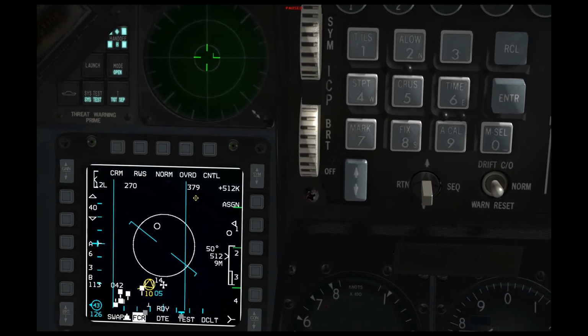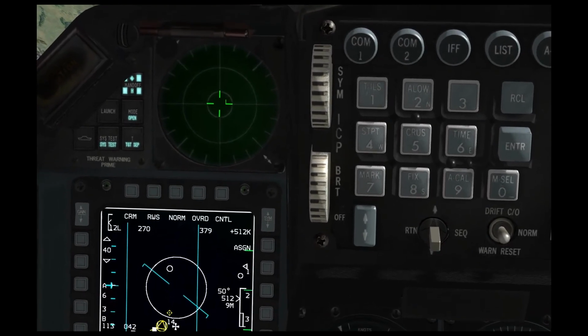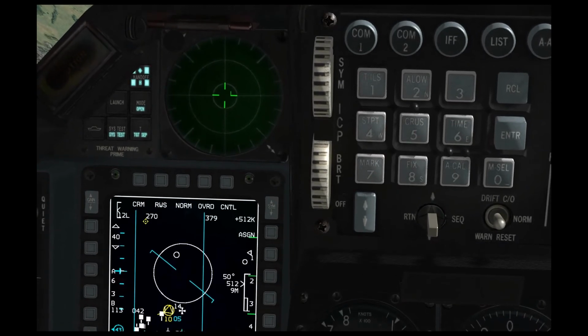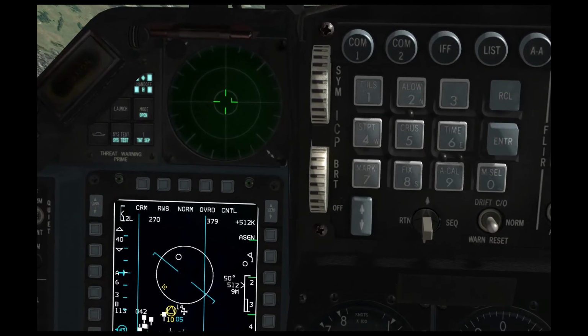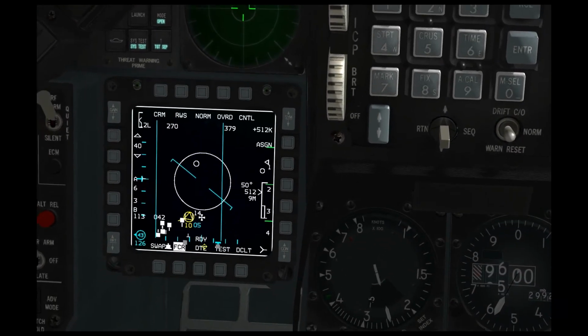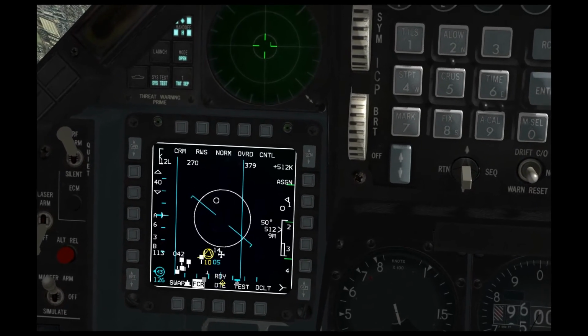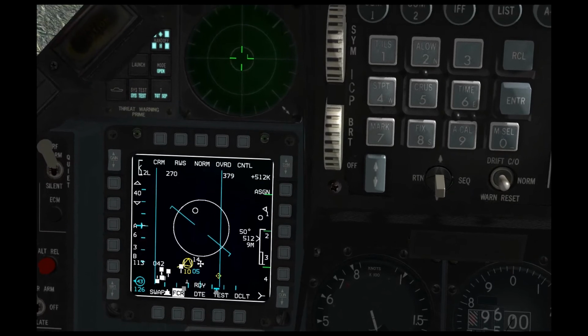The number to the left of that is the target's airspeed in knots. So it's going at 379 knots. The number all the way to the left, where it says 270, that is the heading of the aircraft in degrees magnetic. This is a really good example, actually. Since he's turned down left, he's on exact 270 bearing.